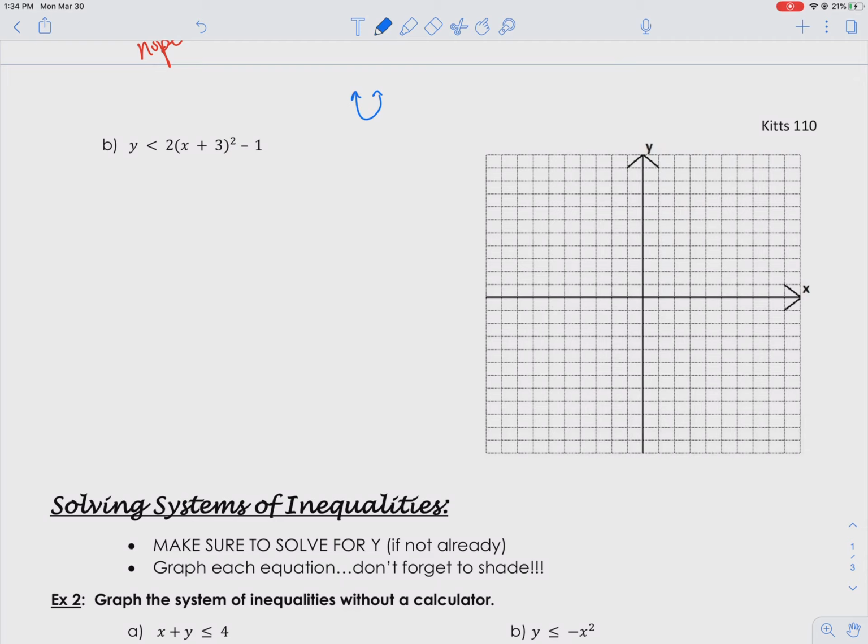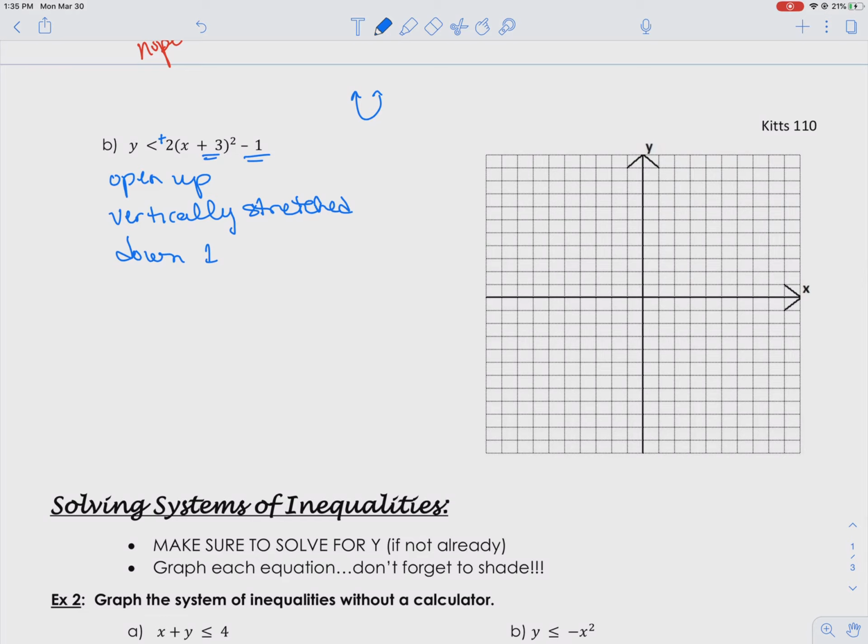So this one has a +2 in front. That means it's going to open up because it's a plus. The 2 means it's going to be vertically stretched, right? We're going to stretch it out a little bit. We also know that this -1 is going to move it down. The parent function would move down 1.